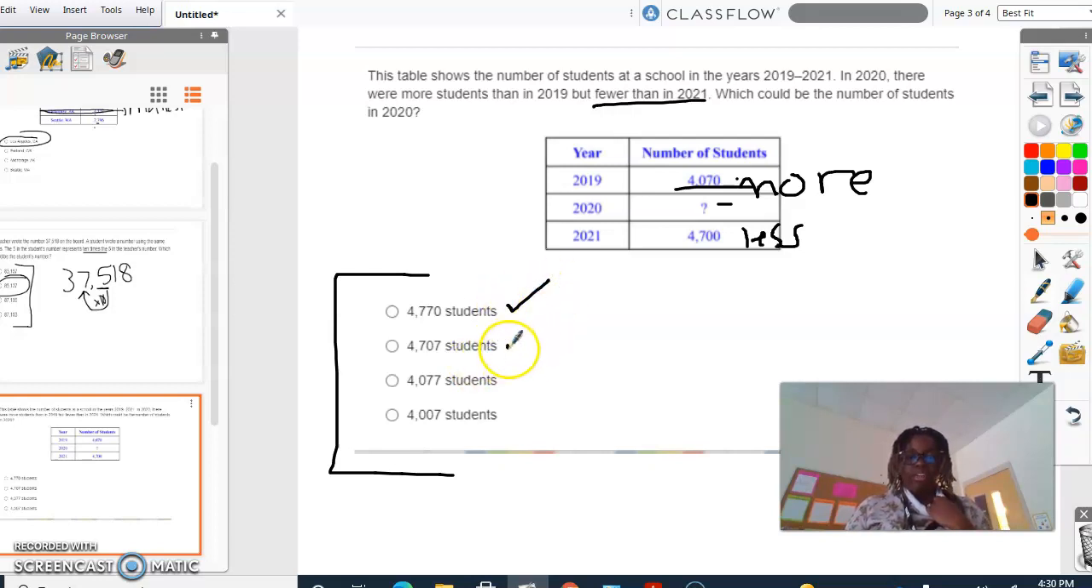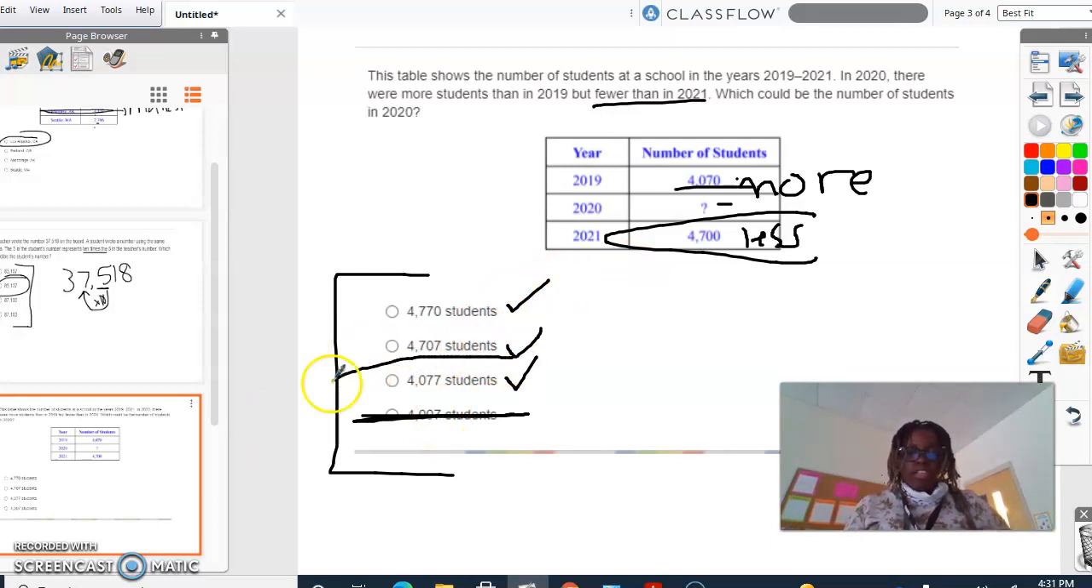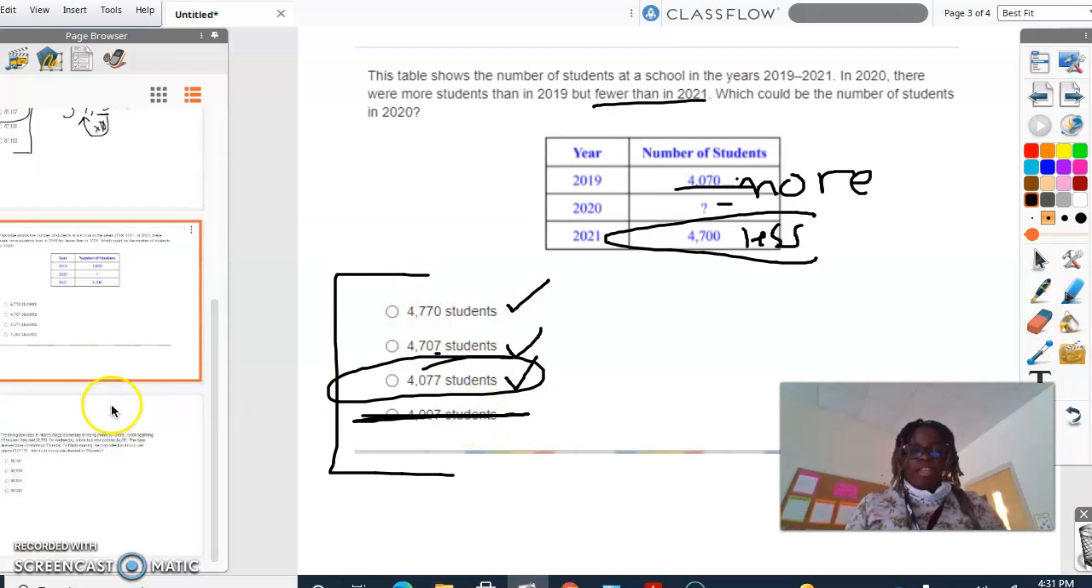A shows more, B shows more, does C show more? C shows more, does D show more? No, so I can cross out D. Which one is less than 4,700? Less than 4,700. C should be my answer. This one is less than 4,700 because this is 4,707, and this is 4,770. That's more. So C should be my answer.